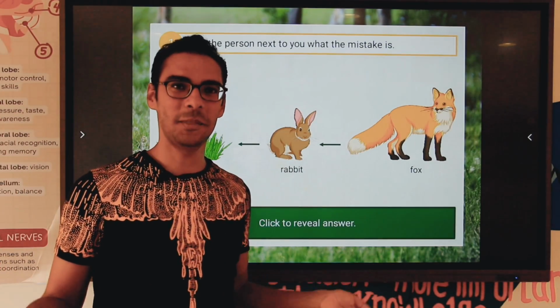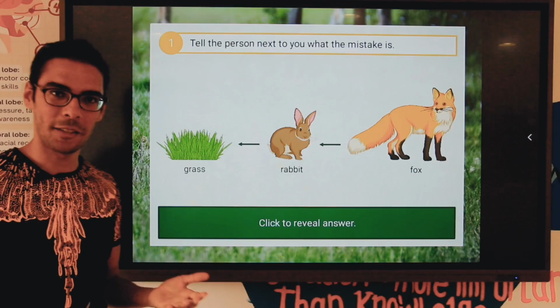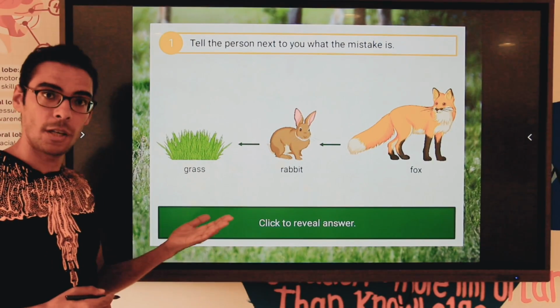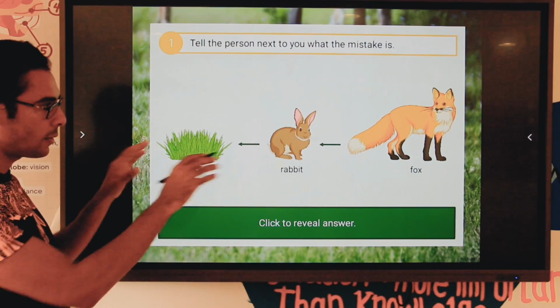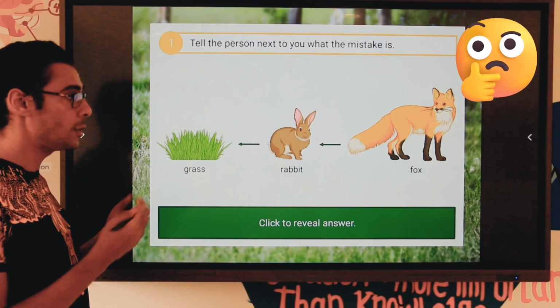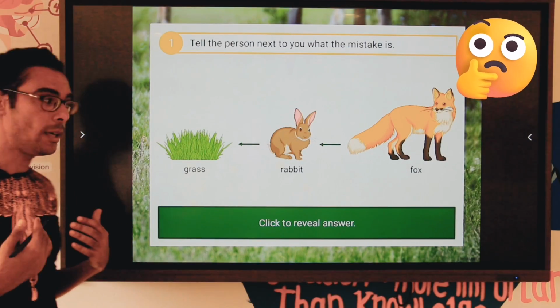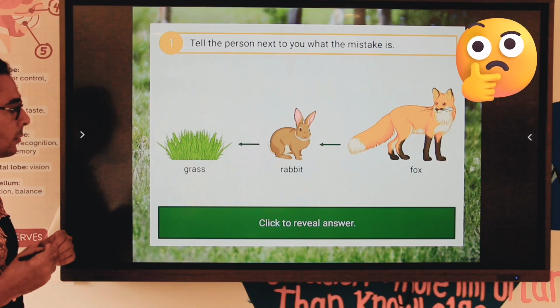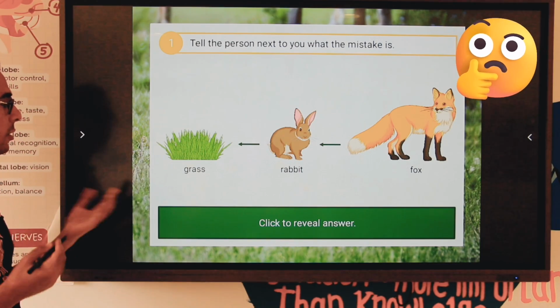Another exercise comes here, which is a really interesting exercise. In front of you there is a food chain. But it seems like there is something wrong there. There is something wrong in this food chain. Would you please think with me, what is the mistake? Maybe here, but actually that's the grass.